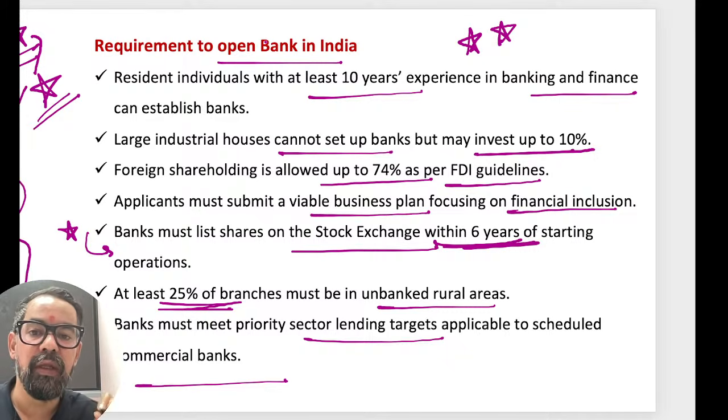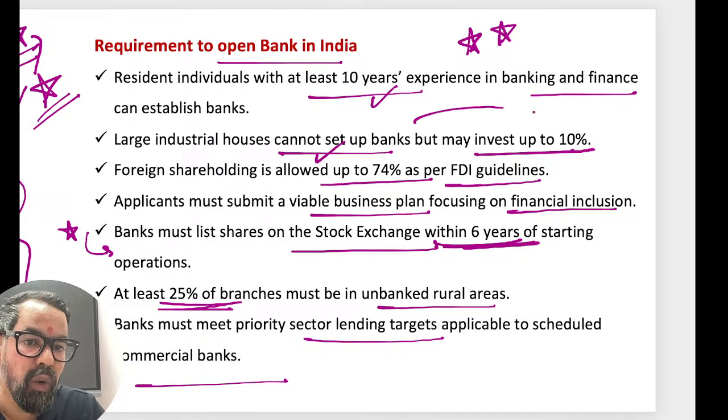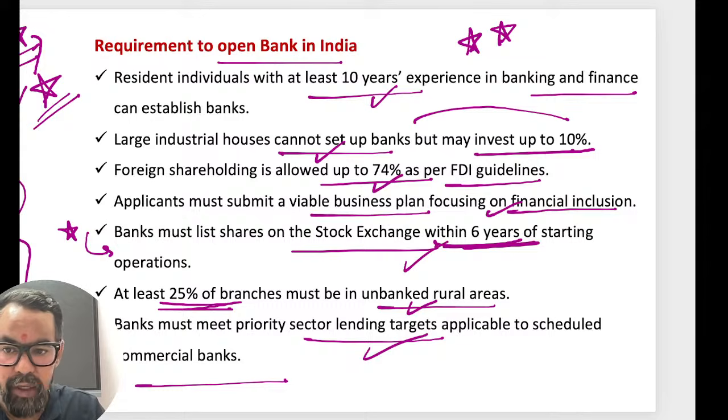So the eligibility criteria for opening a bank in our country, that you have to go through. A resident with 10 years experience in banking and finance. A large industrial house cannot set up a bank but can own up to 10%. Foreign shareholding is a maximum of 74%. The applicant must submit a viable business plan focusing on financial inclusion. Within 6 years you have to list on stock exchanges. At least 25% of branches must be in unbanked rural areas. The bank must meet the priority sector lending target applicable to scheduled commercial banks. So these are the areas.